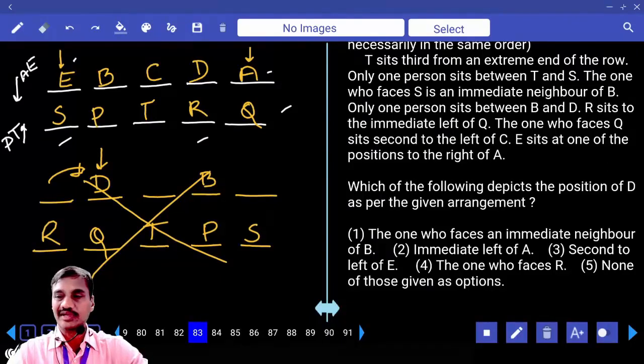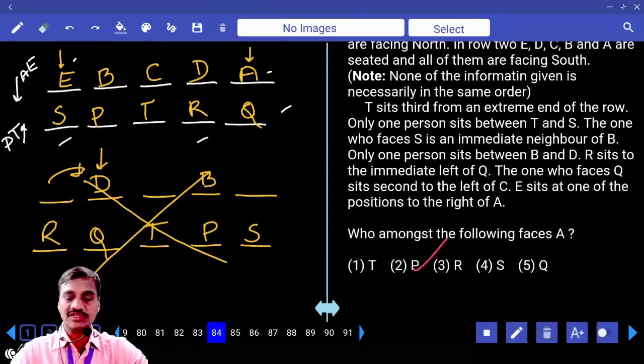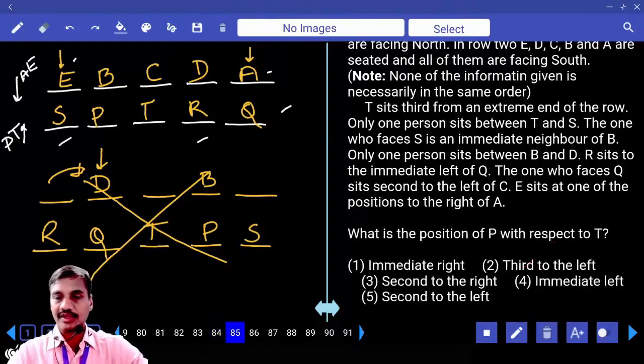Now D is to the immediate right of A rather than left. Second to the left of E, that's again false. And next one, the one who faces R. S, D and R are opposite to each other, choice 4, 83. And who among the following faces A? Now A and Q are opposite, that is choice 5, question number 84. And 85, what is the position of P with respect to T? Now P with respect to T, P is to the immediate left, and it is given in choice 4, question number 85.